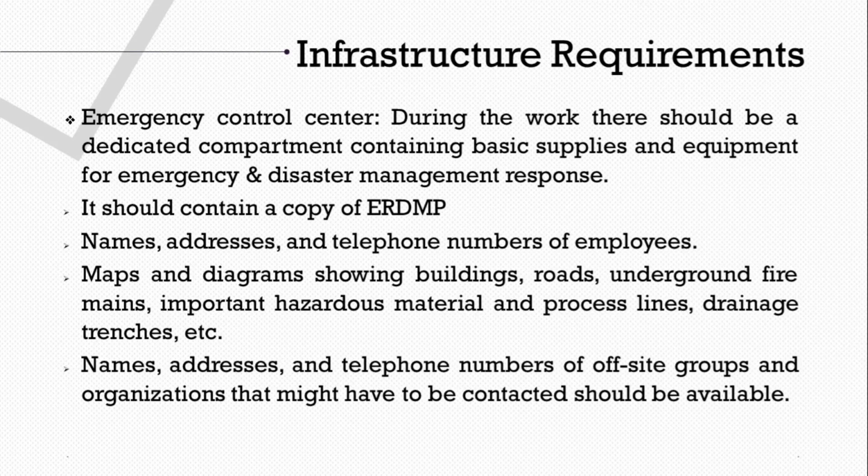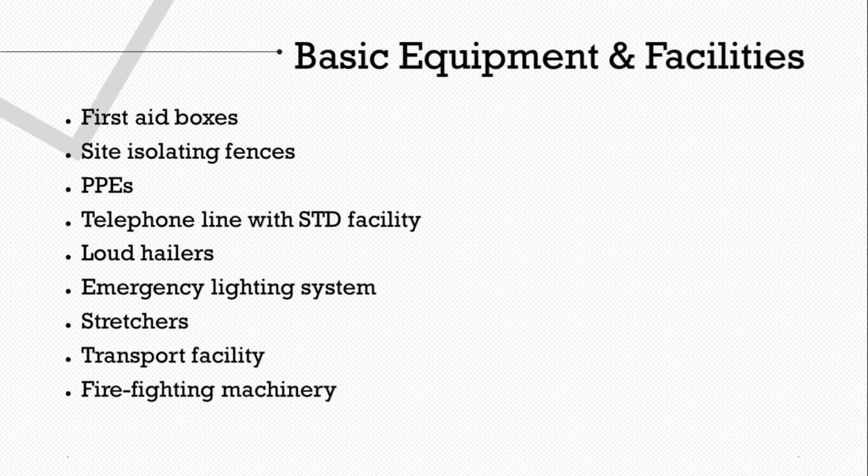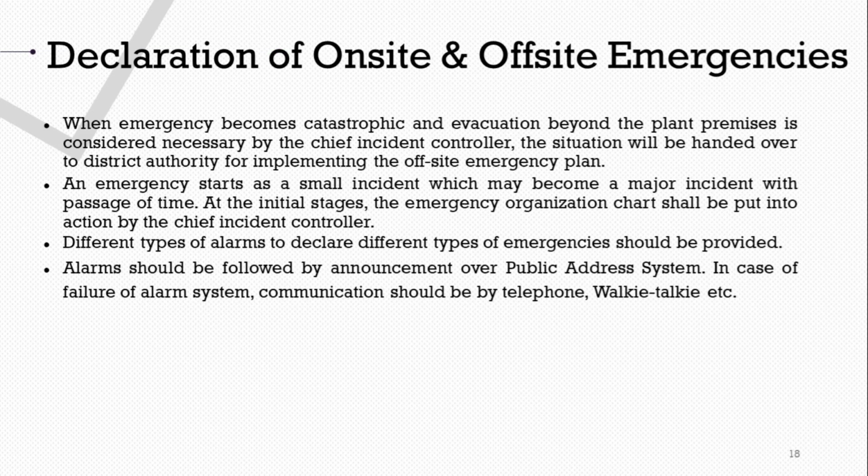Now, names, addresses, and telephone numbers of offsite groups and organizations that might have to be contacted should be available in the plan. Now I will talk about basic equipment and facilities. So the basic equipment are first aid boxes, site isolating fences, PPEs, telephone line with STD facility, loud hailers, emergency lighting system, stretchers, transport facilities, firefighting machinery.